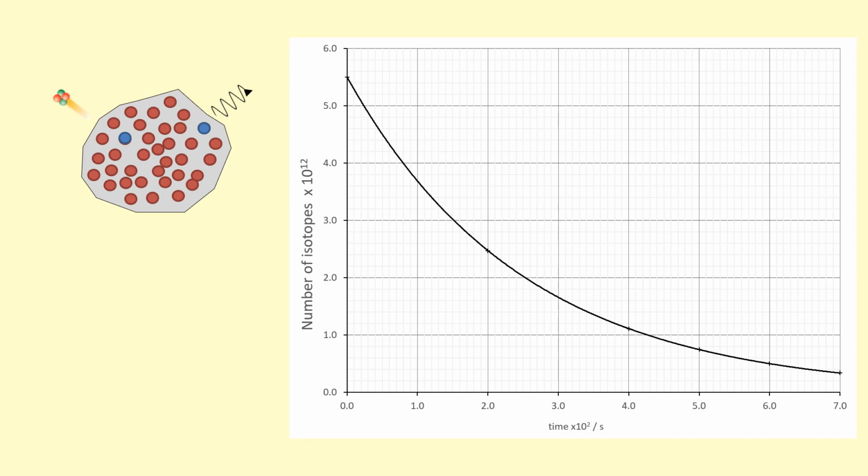Okay, as atoms in a reactor sample decay with time, we expect the number of remaining isotopes to decrease exponentially. The equation is given by this, where N is the number of isotopes at some point in time t, and N naught is the initial number of isotopes.